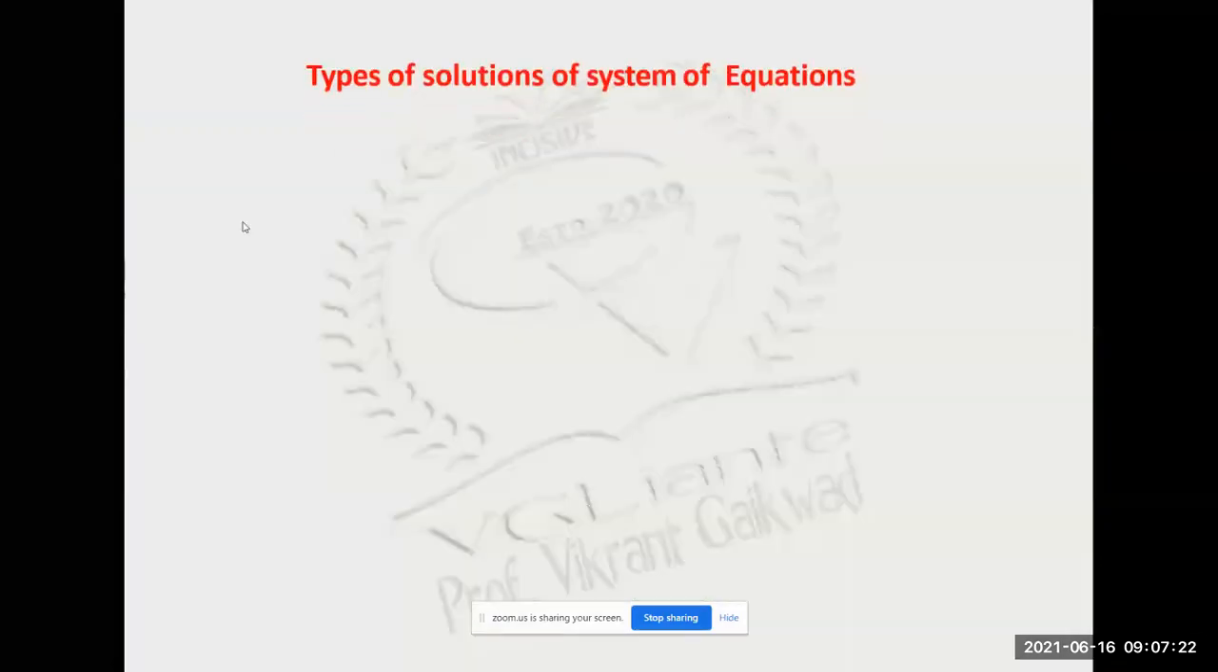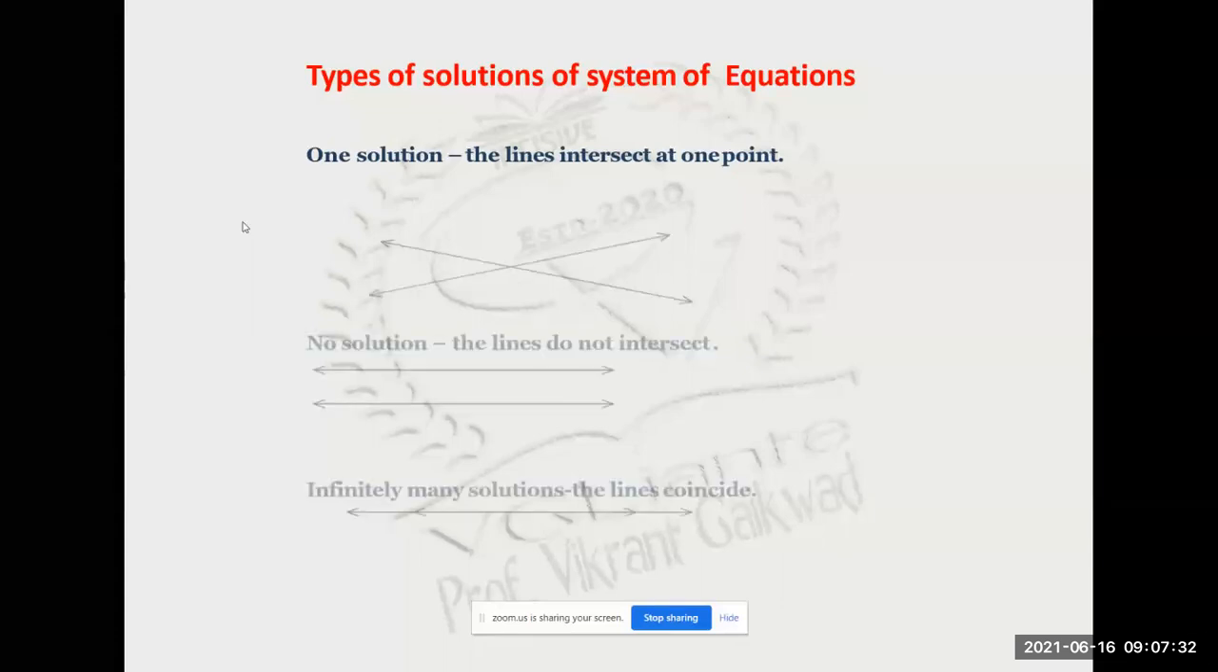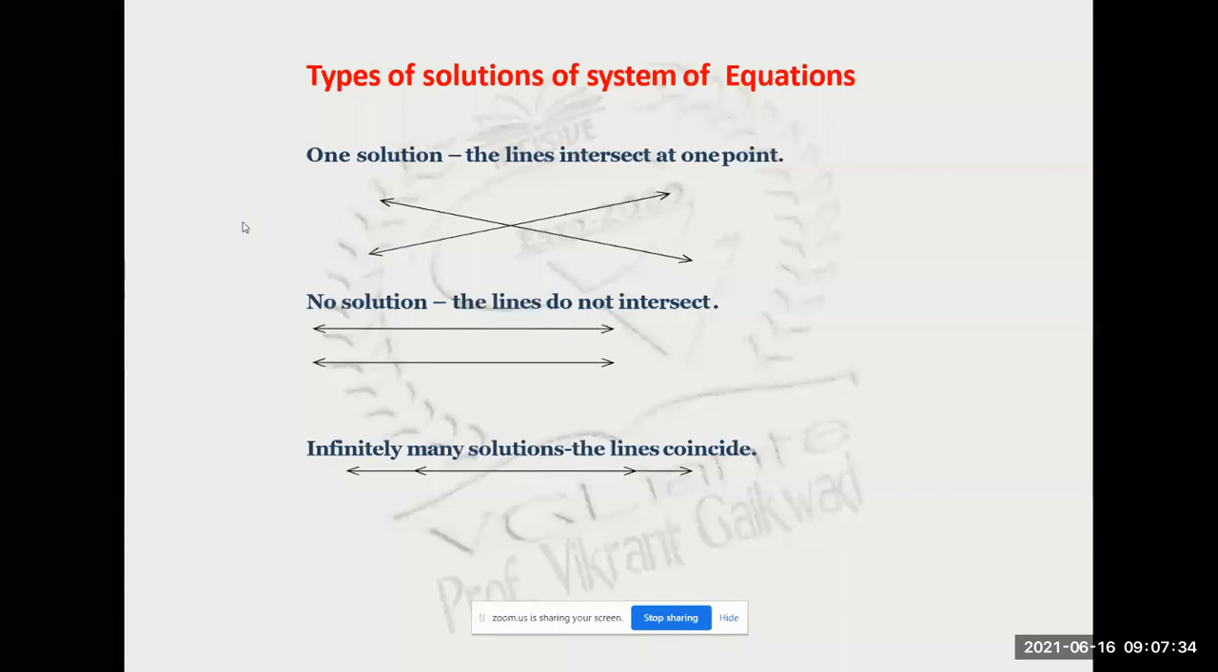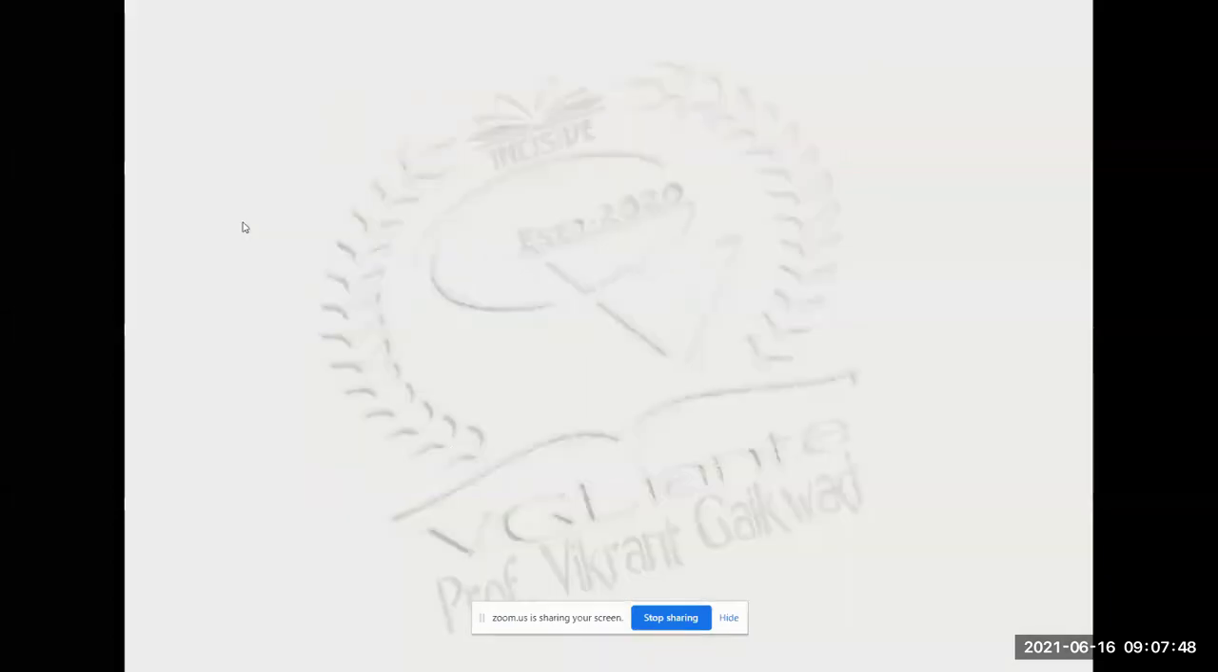Now we'll move ahead to the next type of solutions of a system of equations. One solution: the lines intersect at one point. No solution: the lines do not intersect. Infinitely many solutions: the lines coincide. So if there is one solution, the lines are going to intersect. No solution means the lines are parallel, and if there are many solutions, then the lines coincide.